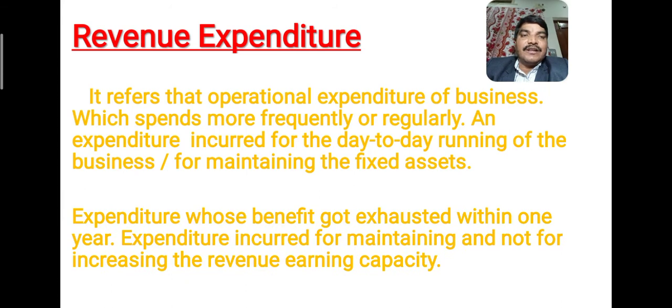Expenditure whose benefit gets exhausted within 1 year, incurred for maintaining and not for increasing the revenue earning capacity. Any expenditure whose benefit gets exhausted within 1 year is treated as revenue expenditure. At the same time, expenditure incurred for maintenance of equipment, plant and machinery is also a revenue expenditure. But expenditure for increasing revenue earning capacity is not a revenue expenditure.